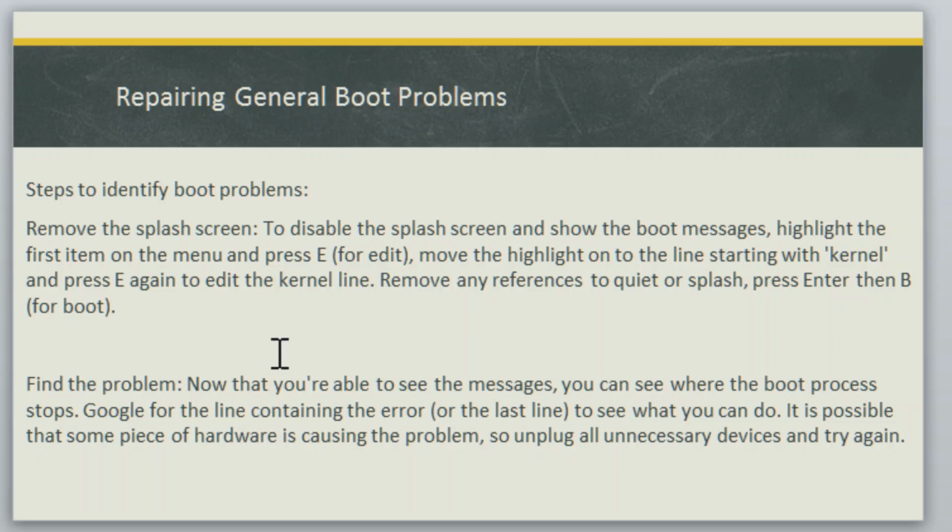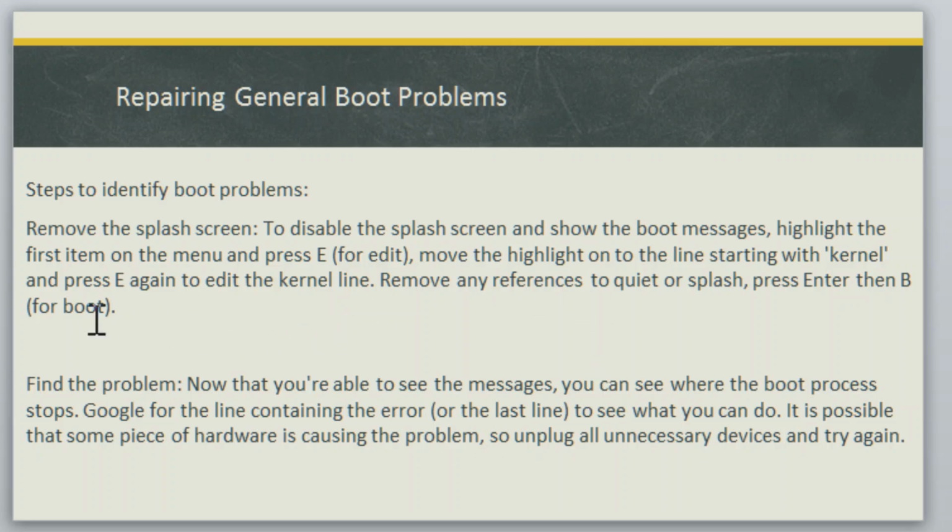So let's talk about repairing general boot problems. So steps to identify boot problems, you want to remove the splash screen. Guys, we can't really do this on VirtualBox, so we're just going to talk about it. To disable the splash screen and show the boot messages, you would highlight the first item on the menu and press E for edit, and you would move to the highlighted line that starts with kernel, and you would press E again to edit the kernel line. And then you would remove any references to quiet or splash and press enter, then B for boot. Okay?